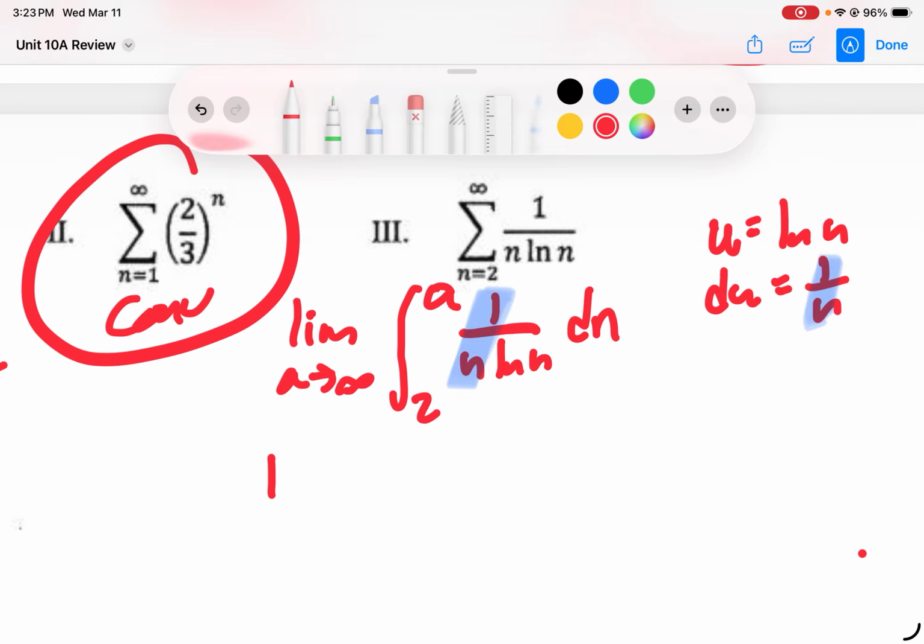So this would be the limit as a approaches infinity. And for fun, this time we could plug in, this is the natural log of 2, this is the natural log of a, but I just don't ever do that. I'll fix it in a second. This would be 1 over u du.